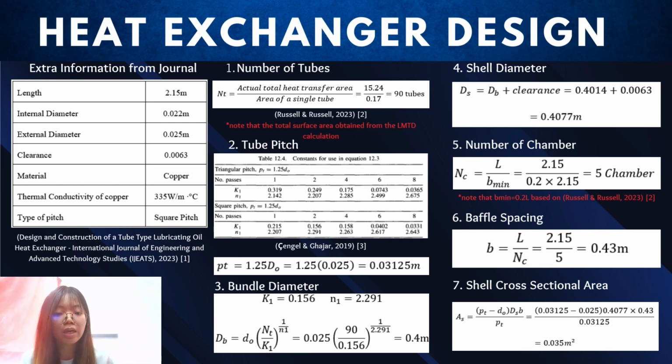And next will be the shell cross-section area. We substitute the information we calculated previously, and finally we get our shell cross-sectional area equal to 0.035 square meters.